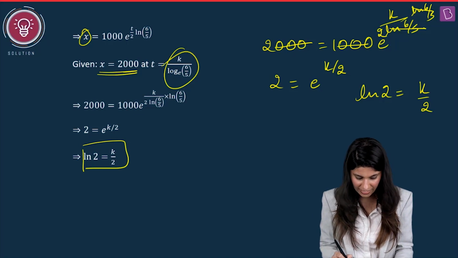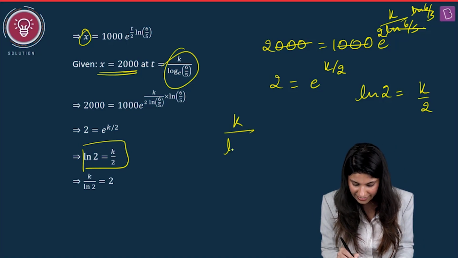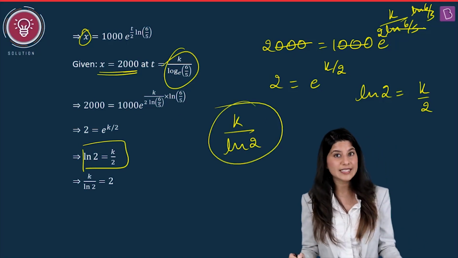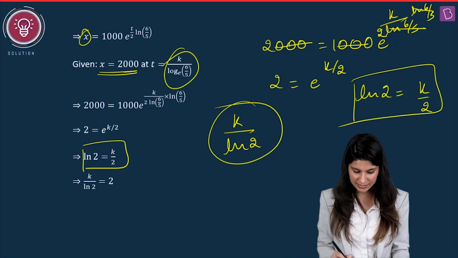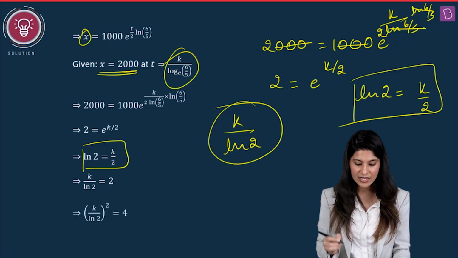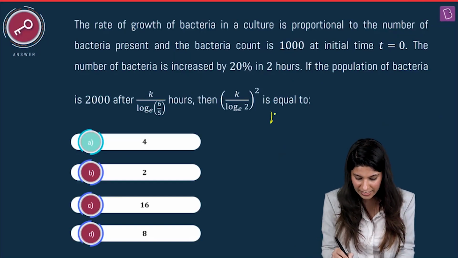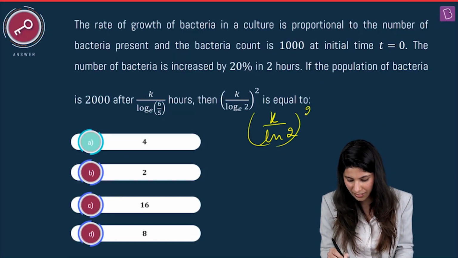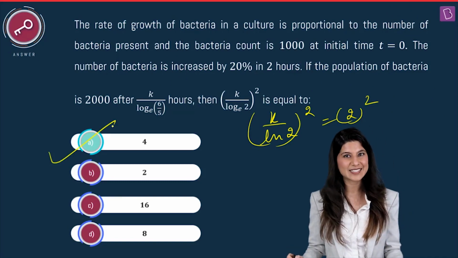And now we need to figure out the value of k by ln 2. Yes, what we want is k by ln 2. In here, you can see the value of k by ln 2 is nothing but 2. So finally, we need to square to get the final answer. So k by ln 2 whole square would be 2 square, that is equal to 4. Option A is the right answer.